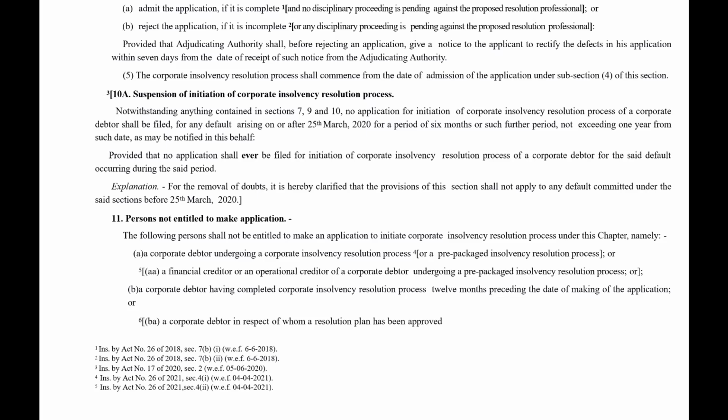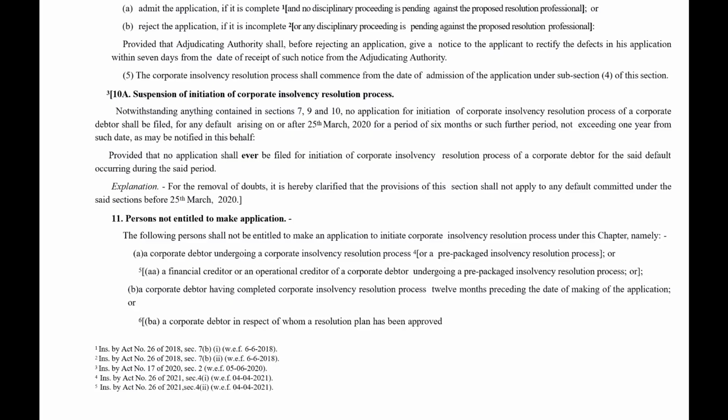Then section 11. Section 11 talks of persons who are not entitled to make the application. So this basically covers the provisions where already one process is going on against the corporate debtor. The following persons shall not be entitled to make an application to initiate CIRP process under this chapter, namely corporate debtor undergoing CIRP or PPIRP. So if a person is already undergoing CIRP process, right? Suppose one application has already been admitted, then second application cannot be admitted, because then the people will be filing claims pursuant to that process.